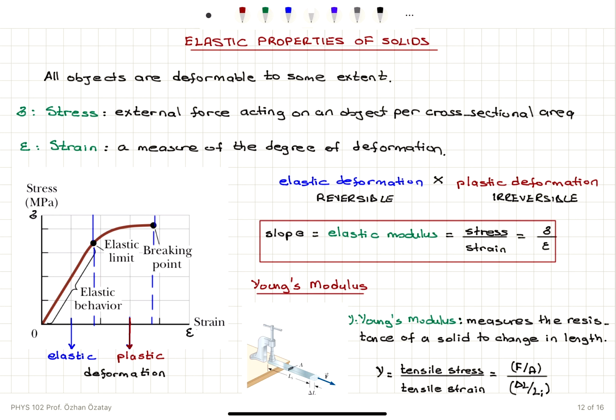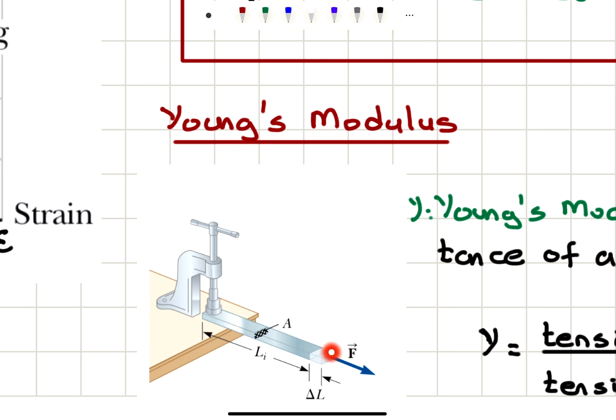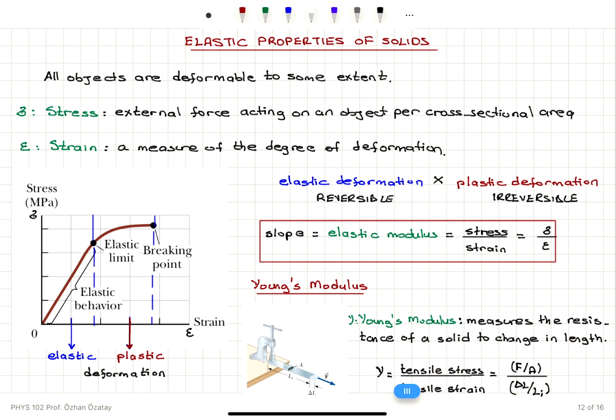We have the cause of the deformation, that is stress, denoted by sigma. It's the external force acting on an object per cross-sectional area. For example, you can see here we apply a force. Force divided by the cross-sectional area of this bar is basically our stress.